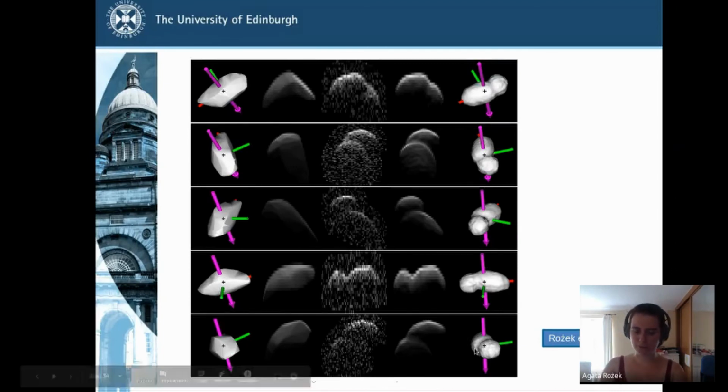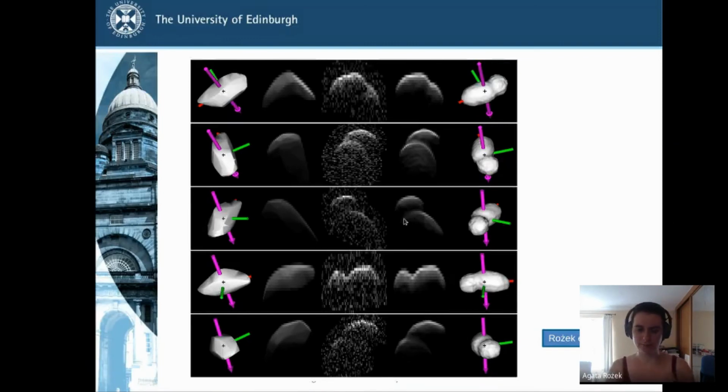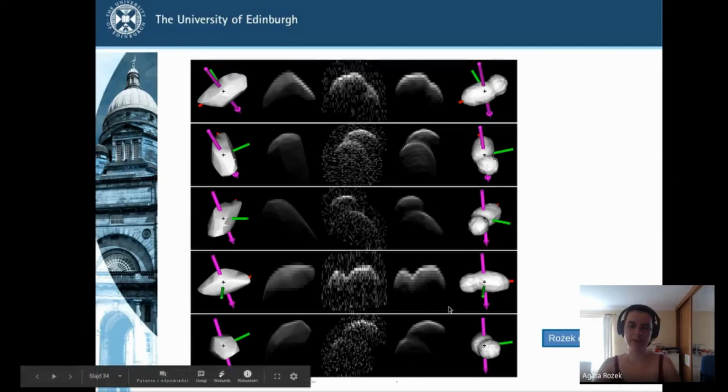And here is the shape model developed using the radar data and the synthetic echo created from this. And you can see it corresponds to the actual observations much better.